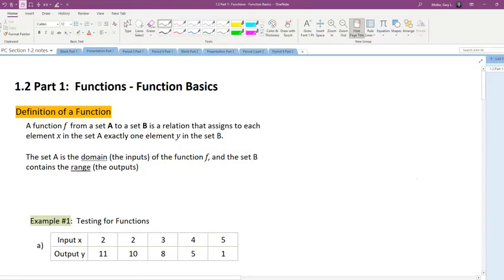In this video, we're going to be talking about section 1.2, which we're going to break into two parts. And today we're going to just kind of talk about the basics of functions. All of this should be review.